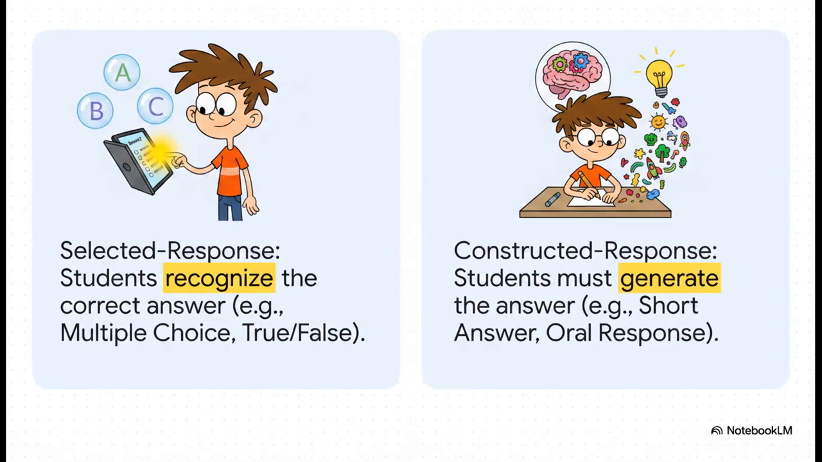Let's break down 2 of the big ones. On one side, you have selected response items, like multiple choice. These are awesome for checking if a student can recognize the right information. But on the other side, you've got constructed response, like short answers. These push students a little harder because they have to generate the answer all on their own. Which one you pick really just depends on the skill you're trying to measure.